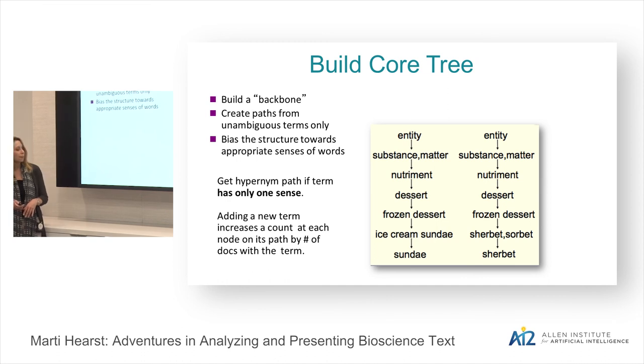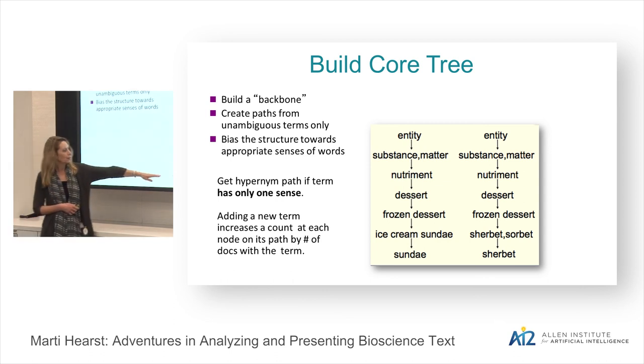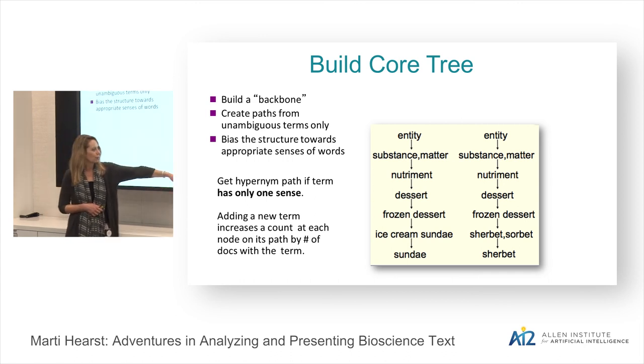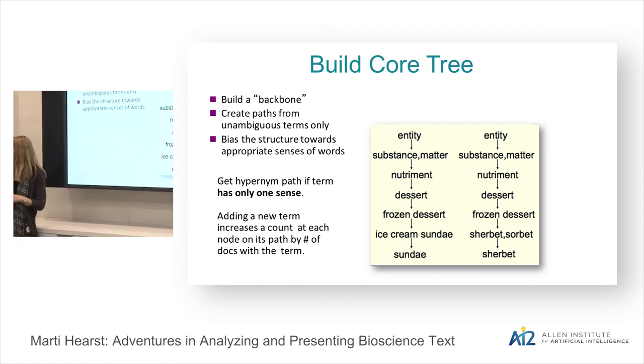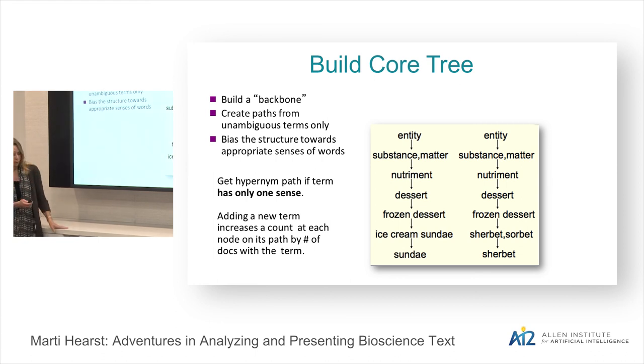So how did it work? The key thing was we would create a backbone and find the unambiguous terms within this collection to create that backbone, and then bias the structure towards those unambiguous terms. So that was the key trick, because as we know, WordNet's really ambiguous. So for example, say I had a recipe collection. Sundae, spelled this way, is unambiguous in WordNet, or at least it was at the time, and so was sherbet. They only had one path up to the top. So that's the key: if there's a word that has multiple paths, you pass. You don't start with it. You only start with the words that have one path up to the top, the ones that only have one sense.